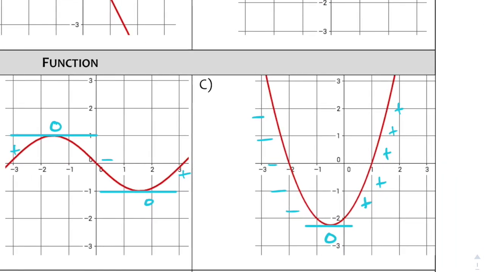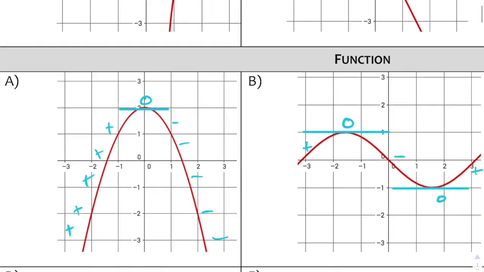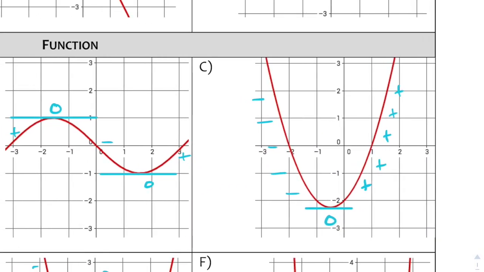C. C is going to be similar to A. In C, we have a negative slope, and then it becomes 0, and then it becomes positive. Again, we have our greater negatives and our greater positives. It's going to be a linear function.